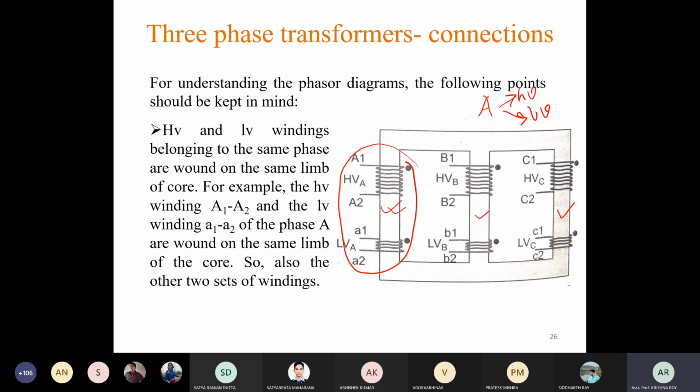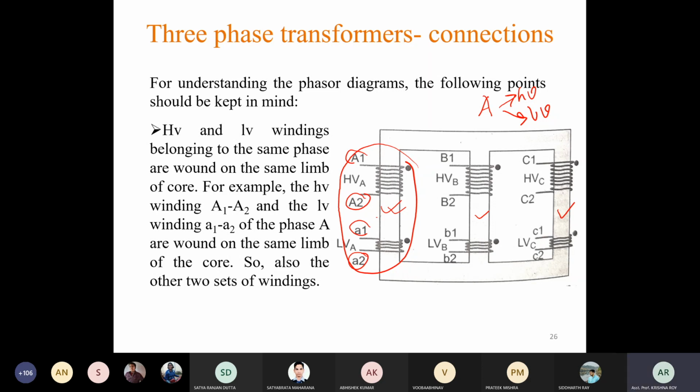Okay, so here the terminals are capital A1 and capital A2 for high voltage windings, and small a1 and small a2 are the terminals of the low voltage winding.